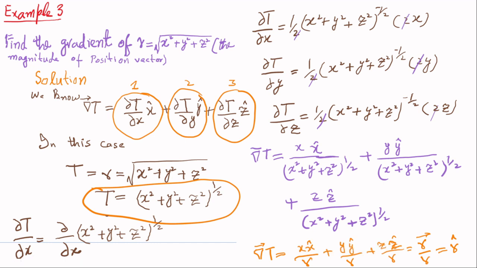So you can write del T as x cap divided by r, y cap divided by r, z cap divided by r. If you take r common, then you will get x cap plus y cap plus z cap, which will be equal to r vector, and you can write r vector divided by r is equal to r cap.